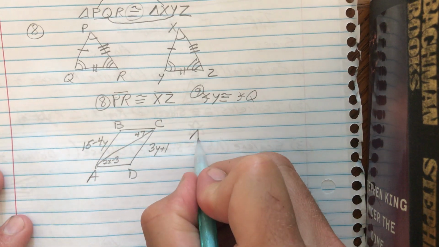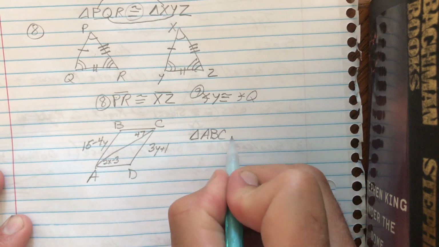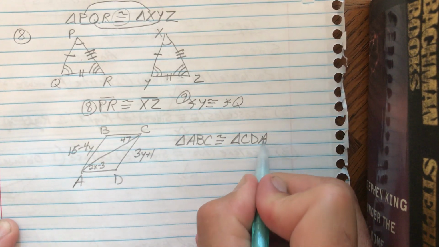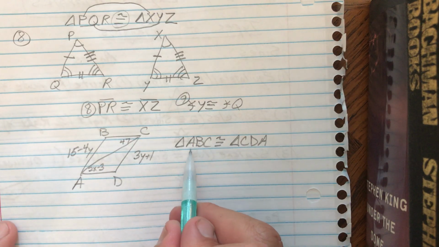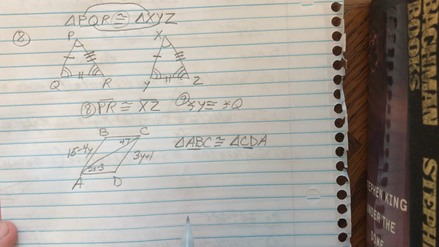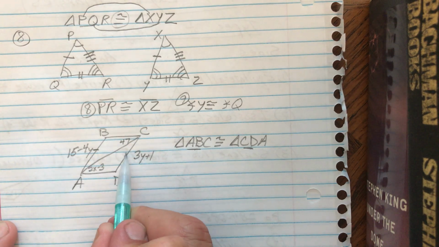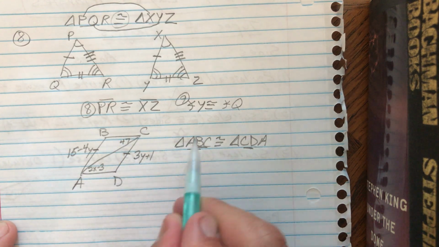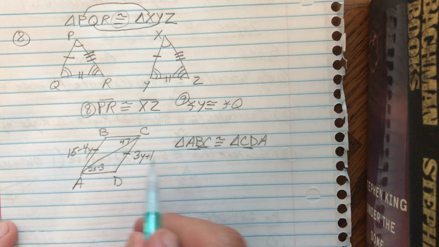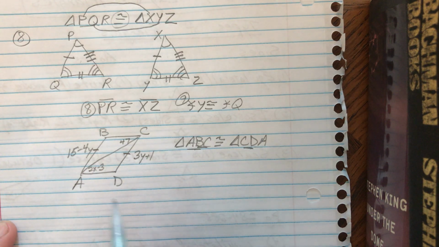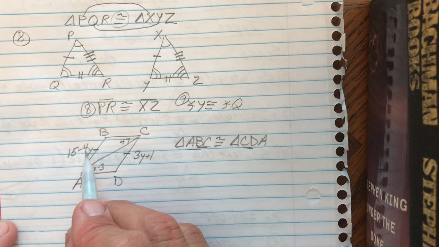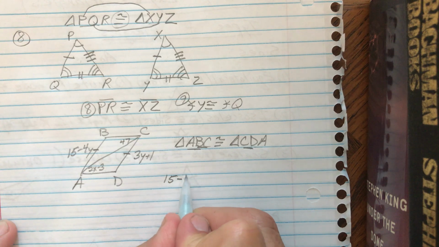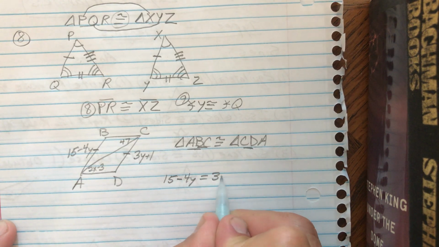Now, read this very carefully. It says triangle ABC is congruent to triangle CDA. So AB, first two letters here, is congruent to CD. AB is congruent to CD. BC is congruent to DA. These would be congruent. A and C would be congruent, and so on. So I think we should start by making an equation. We know that AB and CD are congruent. 15 minus 4y equals 3y plus 1.